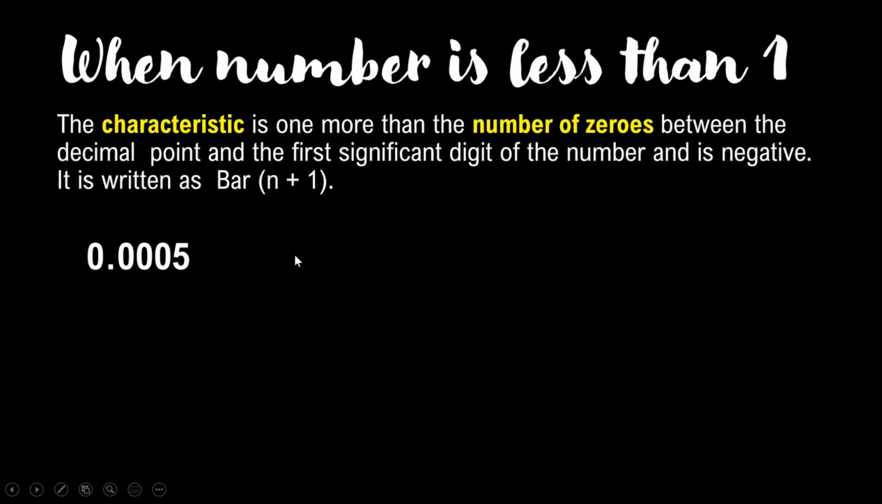So for example, the characteristic of 0.005. We can check the number of zeros, it is 3. So you can guess the characteristic of this number based on this rule or law. Yes, you are right, it is 4 bar, because it is 1 more than the number of zeros between the decimal point and the first significant digit, right? Or we can write it as 4 bar.